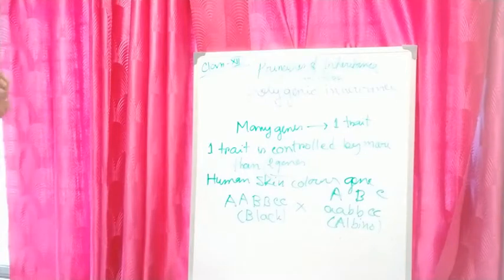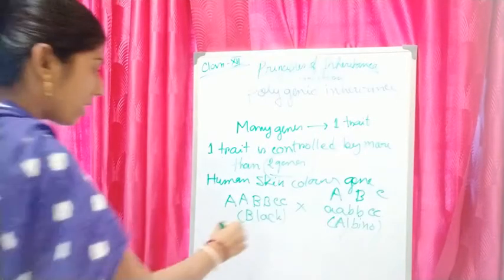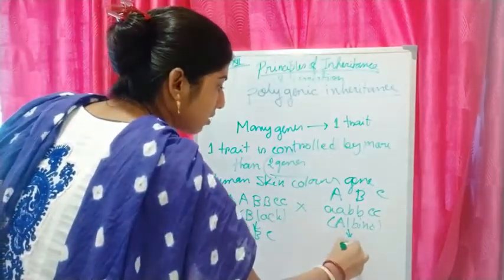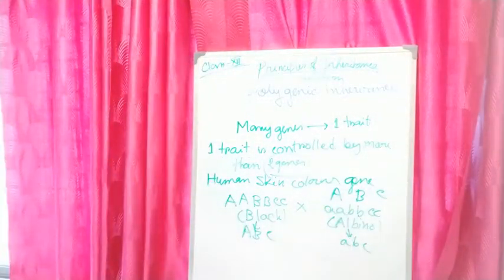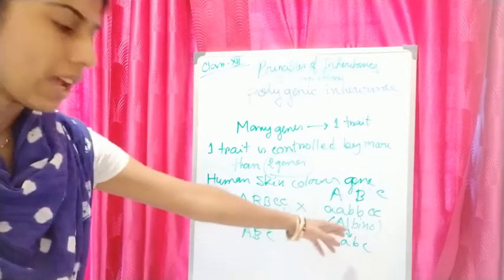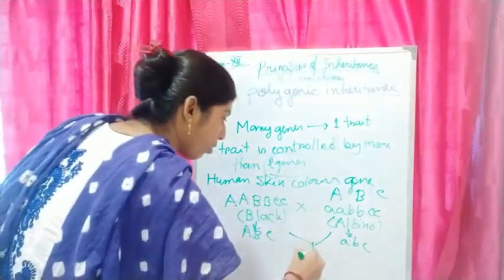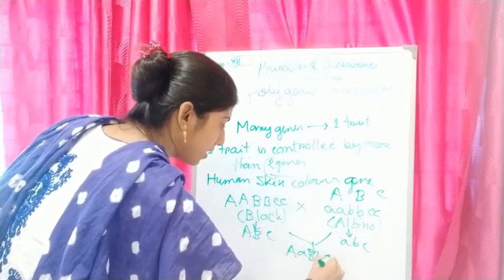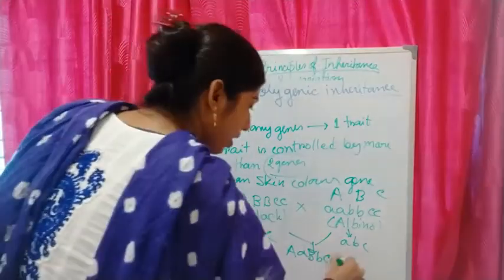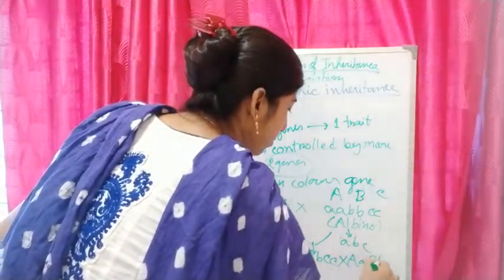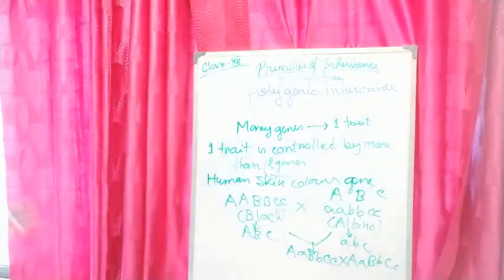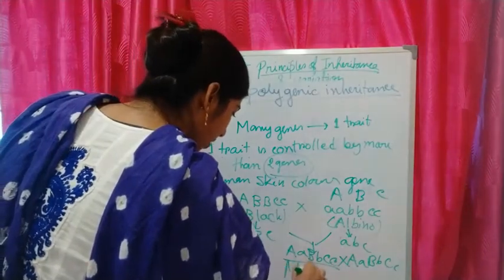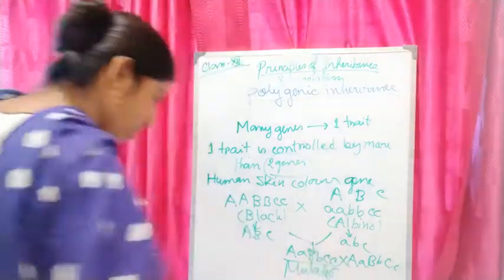Okay, now if a cross occurs between them, then what will we get? The gametes will be capital A, capital B, capital C, and small a, small b and small c. So that one is dominant, that one is recessive. Next, if I cross this one, capital A, small a, capital B, small b, capital C, small c, with another one, capital A, small a, capital B, small b, and capital C, small c. This condition is called mulatto.